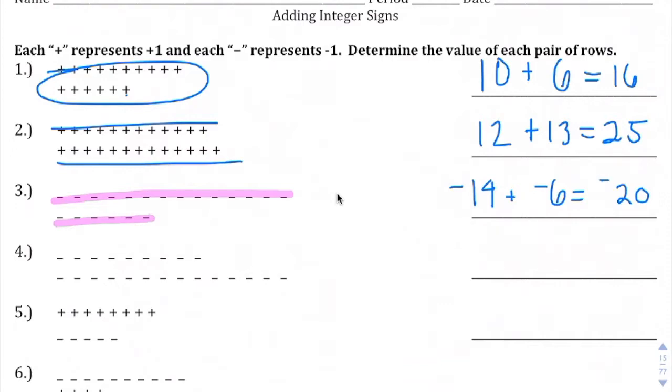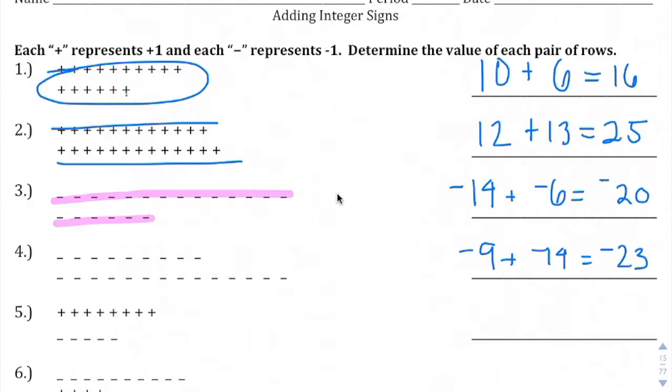Let's look at another example. In the first row in number 4, there are 9 negatives. In the second row, there are 14 negatives. If we were to count them all up, there are a total of 23 negative signs. So negative 9 plus negative 14 is negative 23.